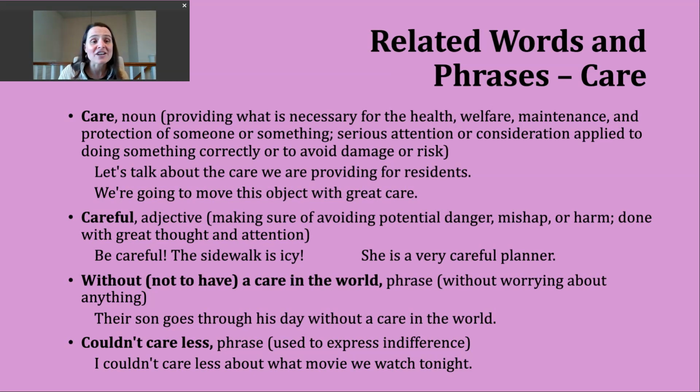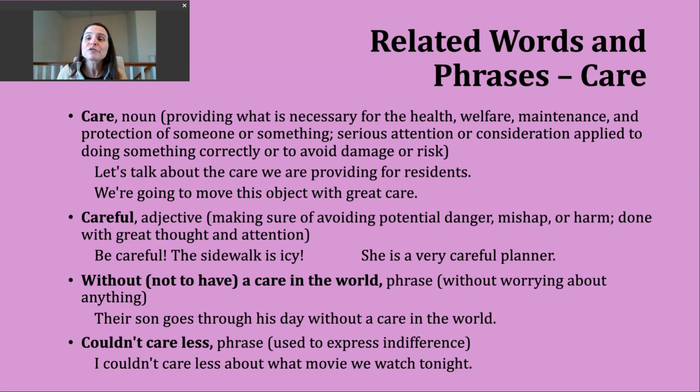A second way to use the adjective careful is to mean we're describing something that has been done with great thought or great attention. An example of this: she is a very careful planner. So she gives a lot of thought and attention to making a very detailed plan.